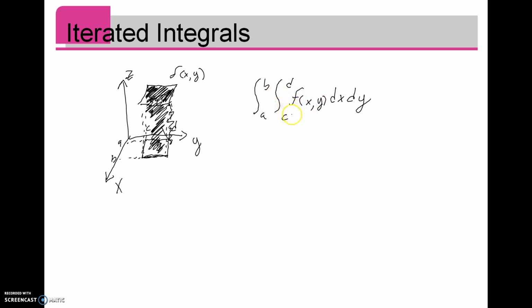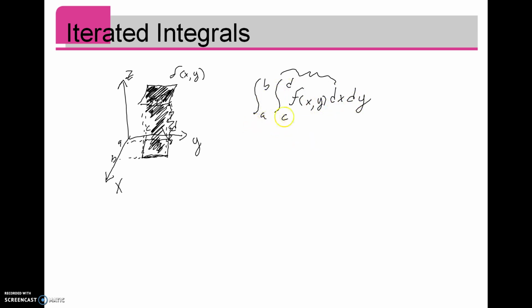You have the integral of f of x, y with respect to dx from c to d, and then the integral of that value with respect to dy from a to b. So let me explain that a little bit more.